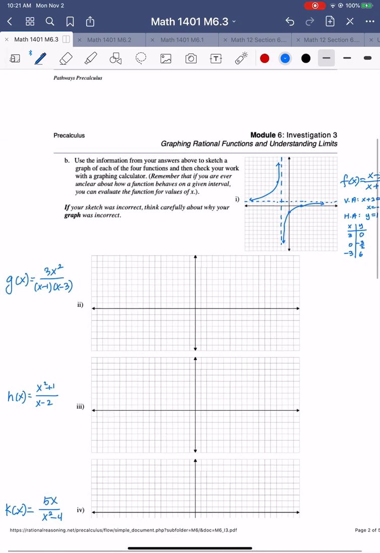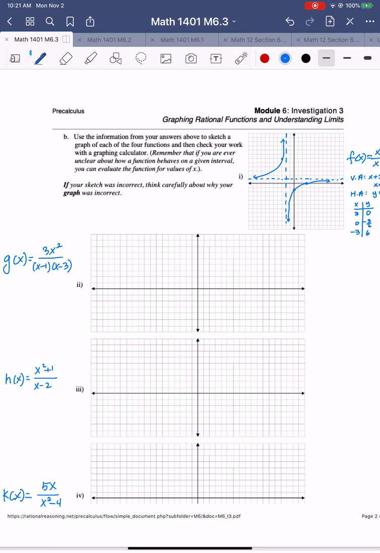For the g function, the vertical asymptotes come from always setting the denominator equal to 0. So x minus 1 times x minus 3 set equal to 0, and you get x equal to 1 and x equal to 3. So there are two vertical asymptotes: x equal to 1 and x equal to 3.